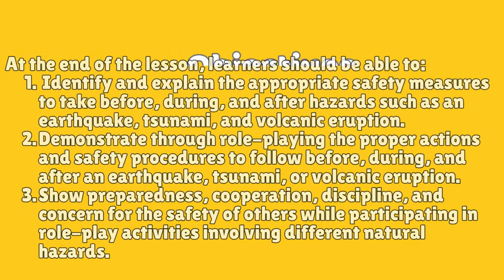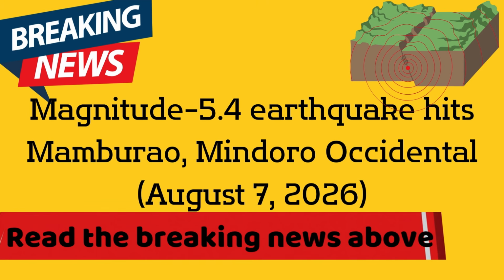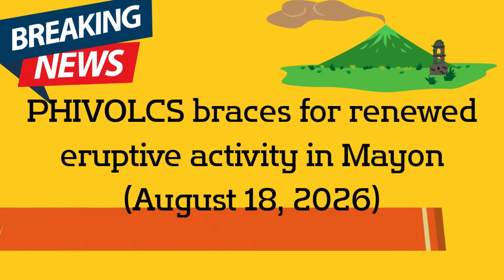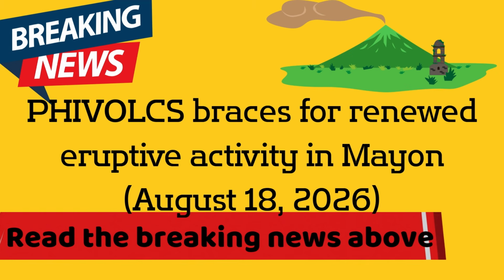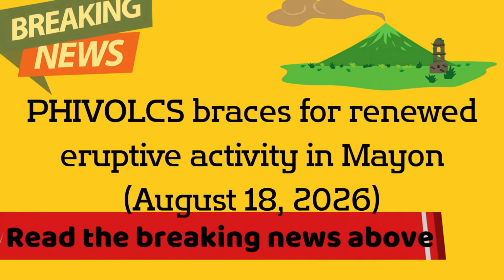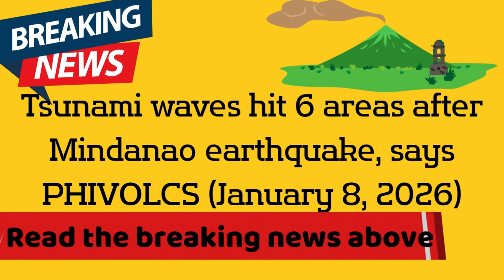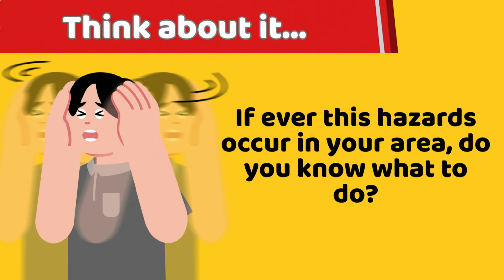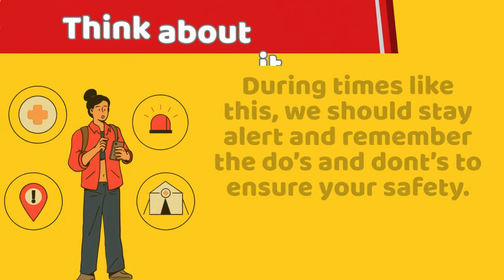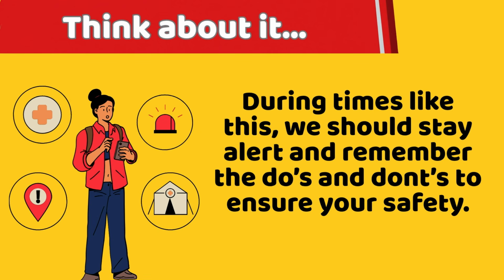Number 3, show preparedness, cooperation, discipline, and concern for the safety of others while participating in role-play activities involving different natural hazards. Breaking news. Magnitude 5.4 earthquake hits Mamburao, Mindoro Occidental, August 7, 2026. Another breaking news. T-Bolts braces for renewed eruptive activity in Mayon, August 18, 2026. Tsunami waves hit 6 areas after Mindanao earthquake, says T-Bolts, January 8, 2026. If ever these hazards occur in your area, do you know what to do? During times like this, we should stay alert and remember the do's and don'ts to ensure your safety.